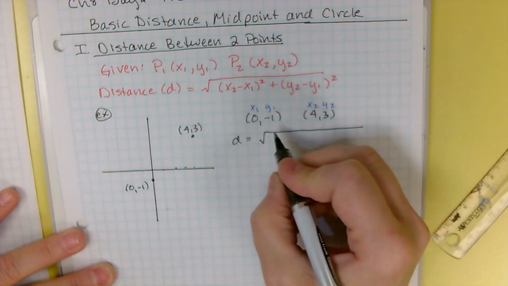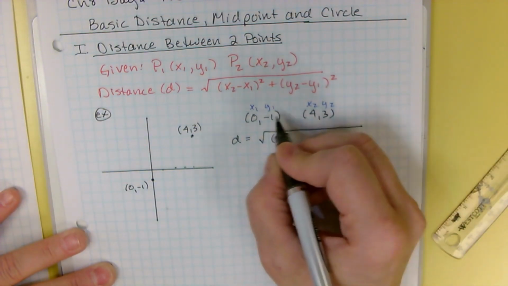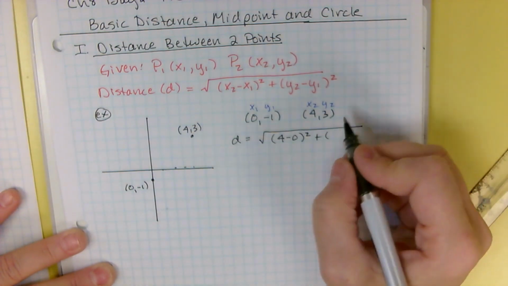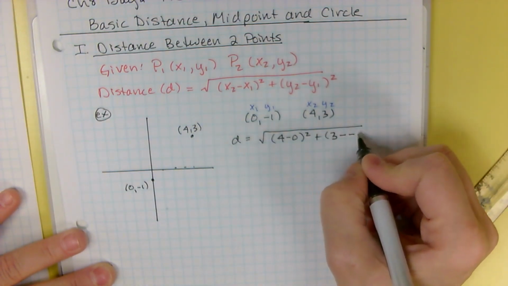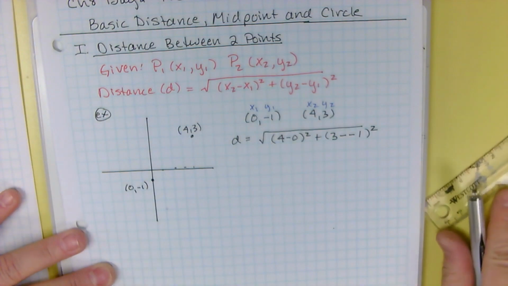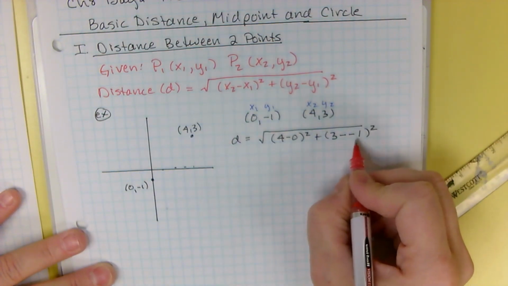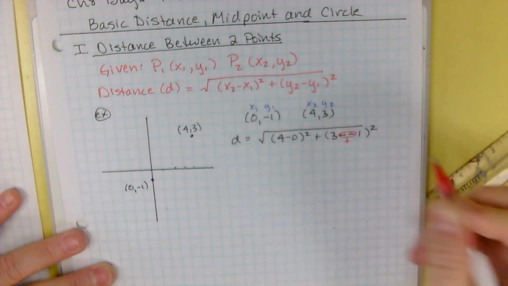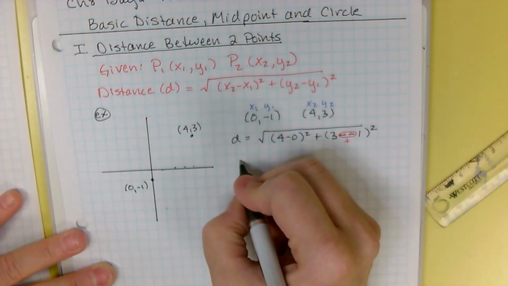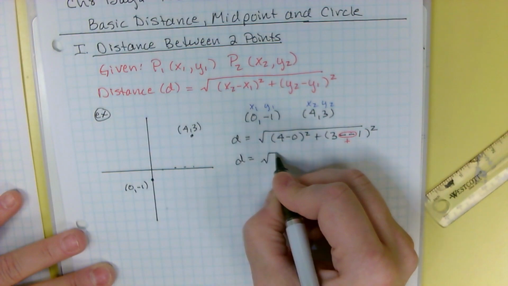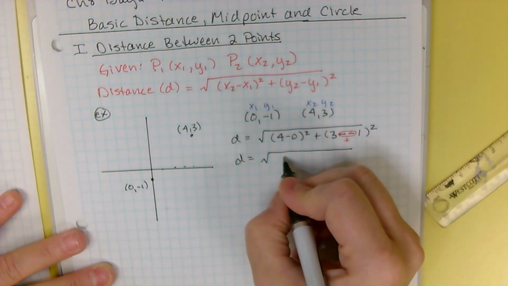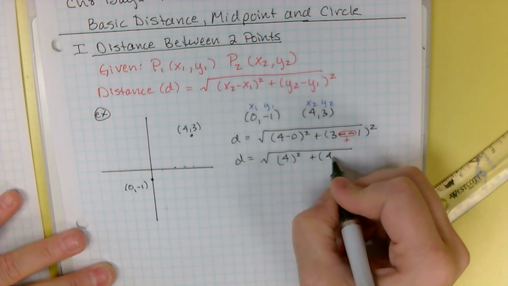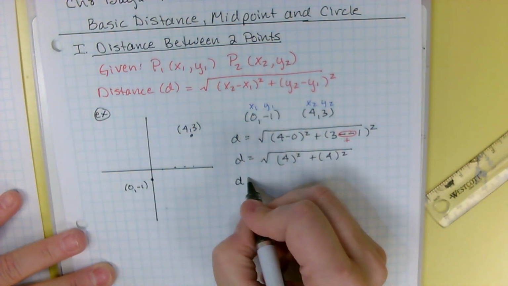So distance is the difference of the x's, so x2 minus x1, 4 minus 0 squared, plus the differences in the y's, 3 minus a -1 squared. And you have a double negative here, one for the -1, one for the formula. A negative times a negative is a positive. And then we start to simplify. So 4 minus 0 is 4, that's squared. 3 plus 1 is 4, that's squared.